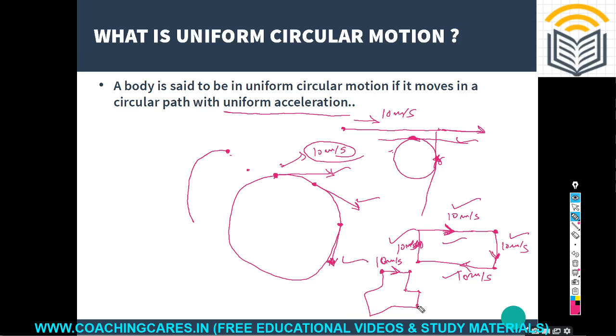1, 2, 3, 4, 5, 6, 7, 8. There is a change of velocity at 8 points, or 8 times it changes. So there is an acceleration here, or we can say there is uniform acceleration. So in a circular path, when we study the uniform circular motion, uniform acceleration exists in this motion.